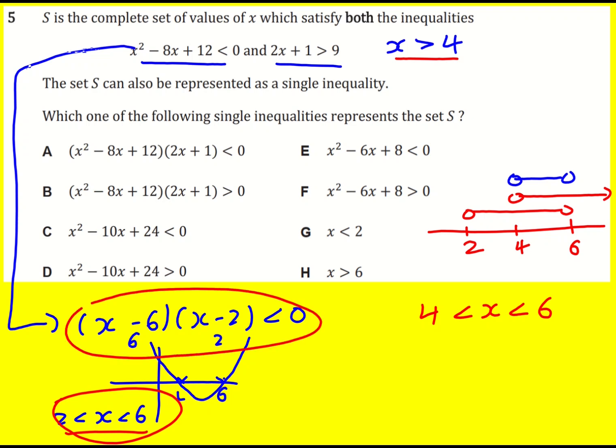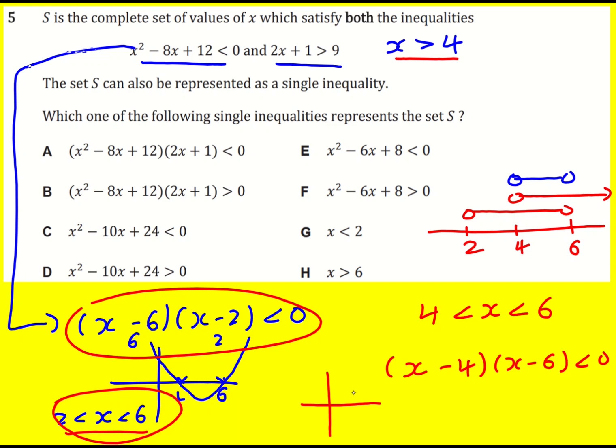I got it from a quadratic inequality. So I can do exactly the same here. It must be a quadratic that goes below the axis between 4 and 6, i.e. has roots of 4 and 6. So x minus 4 times x minus 6 less than 0 would give me that.